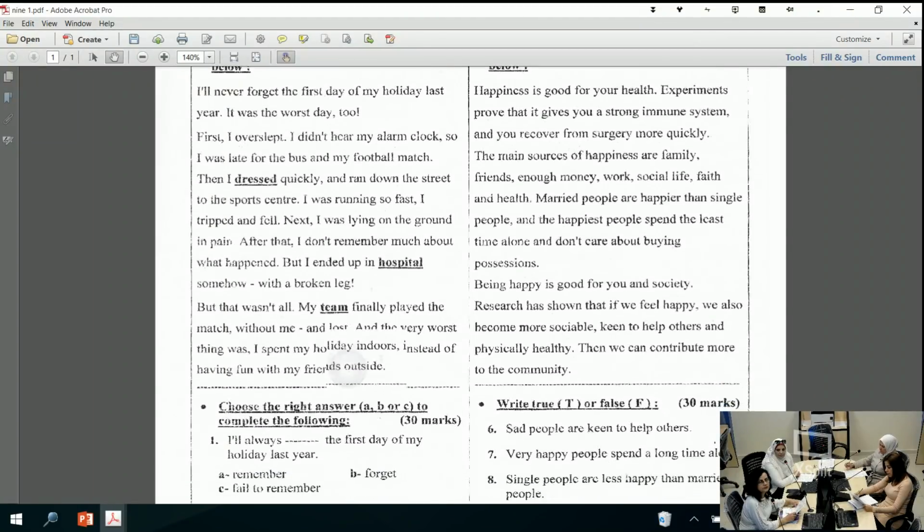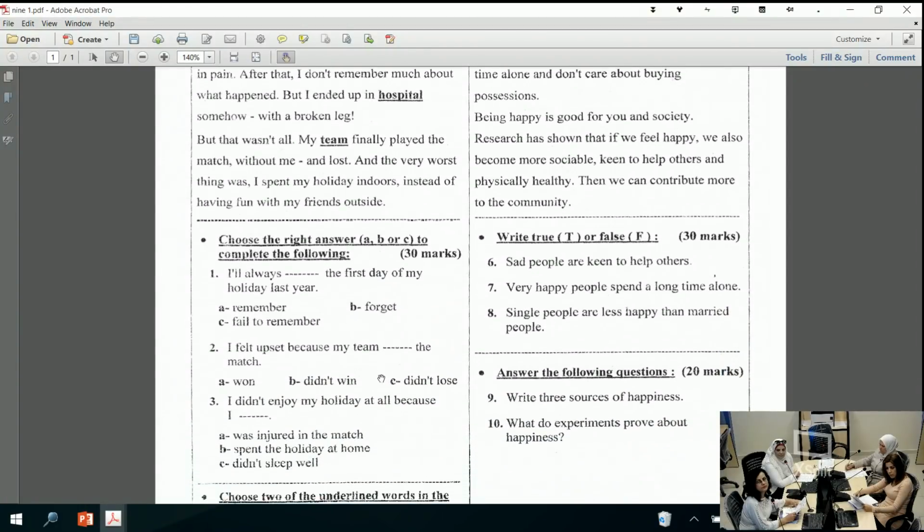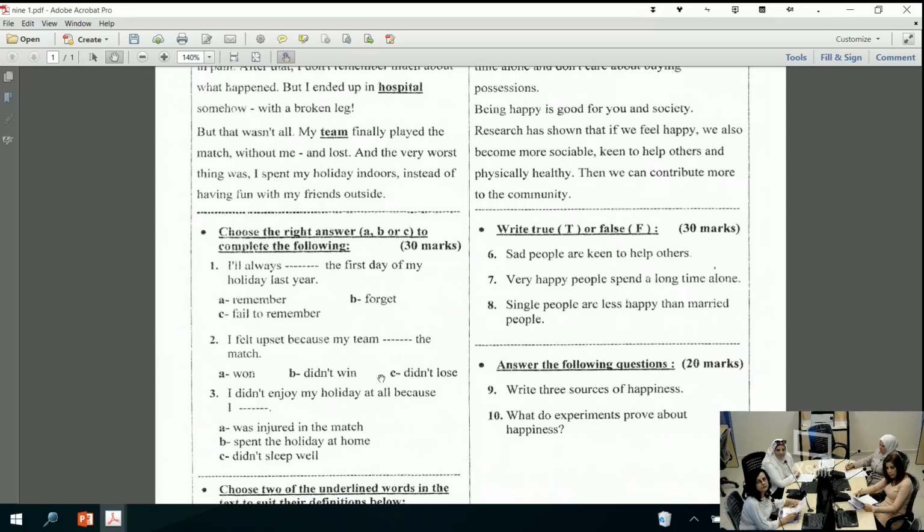Mention 3. Yes. But if the student writes everything, it's okay. Miss Huda, number 10. What do experiments prove about happiness? Really, the answer is in the first line of the text. Happiness is good for your health. Experiments prove that it gives you a strong immune system and you recover from surgery more quickly.